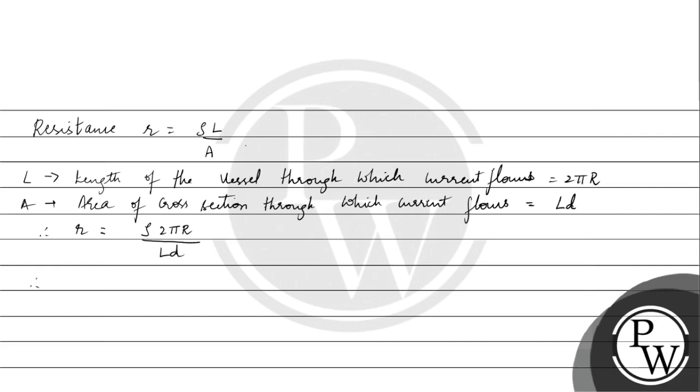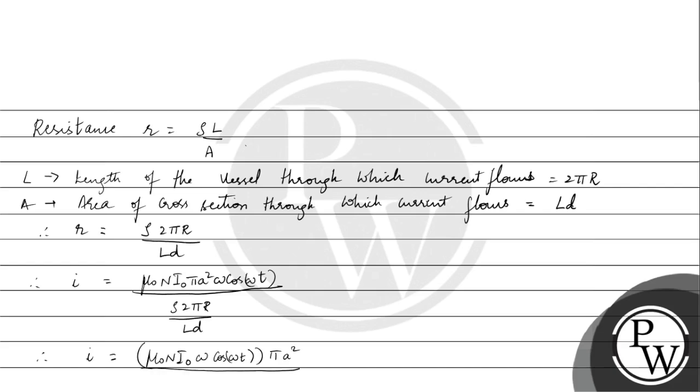So therefore resistance अभी हम लिख सकते हैं rho into 2 pi r divided by L into D. So the induced current is now mu naught n I naught pi a squared omega cos omega t divided by rho into 2 pi r divided by L into D. So हम final expression for the induced current लिख सकते हैं: mu naught n I naught omega into cos omega t into pi a squared divided by rho into 2 pi r. So this is the expression for the induced current.